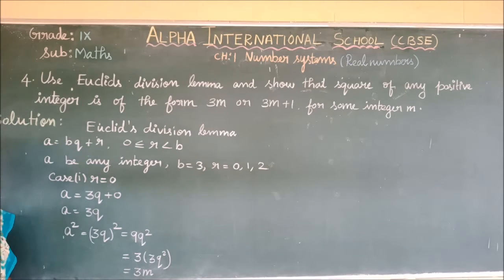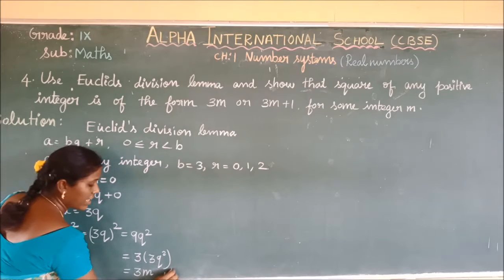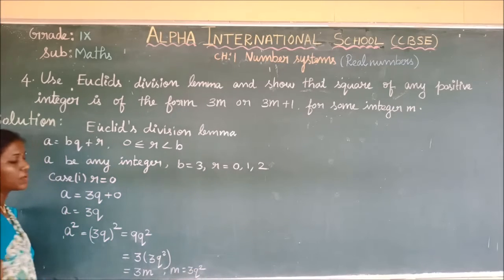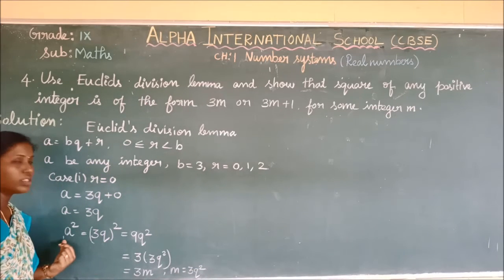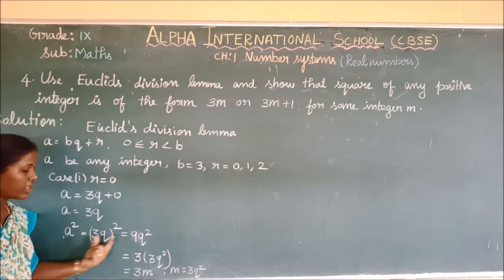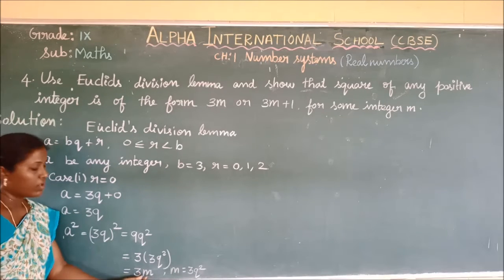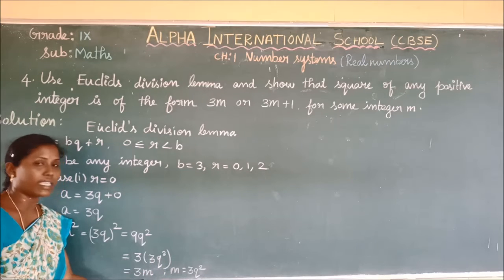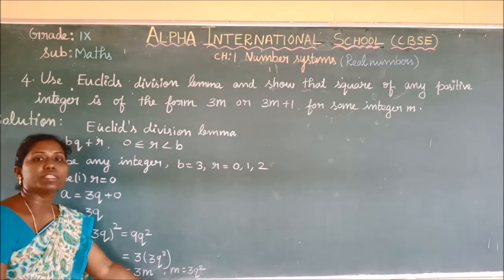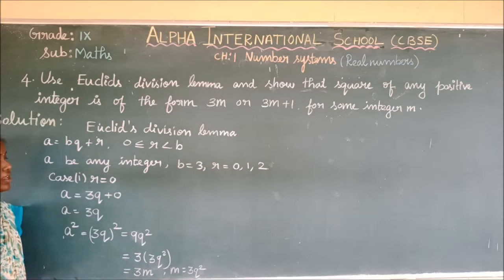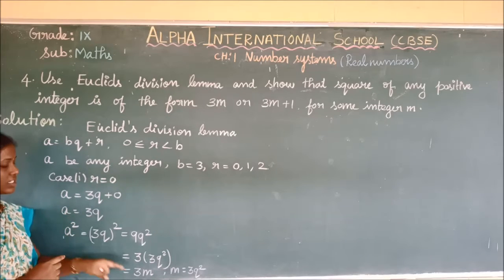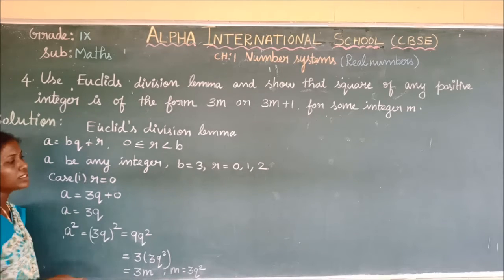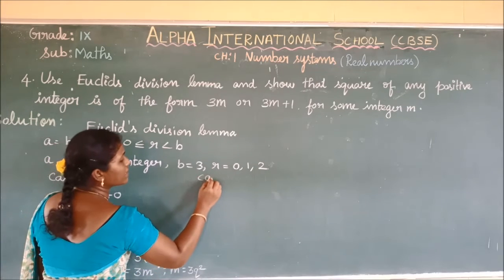which is equal to 3m, because m may be any integer. Here m is equal to 3q square. So in the first step I wrote a square in the form of 3m. In the place of m, 3 into some integer; that integer we are taking as m. m may be any integer, so m is equal to 3q square. Now we are done with the first case and checked that a square can be written in the form of 3m. Now, case 2. What is case 2?